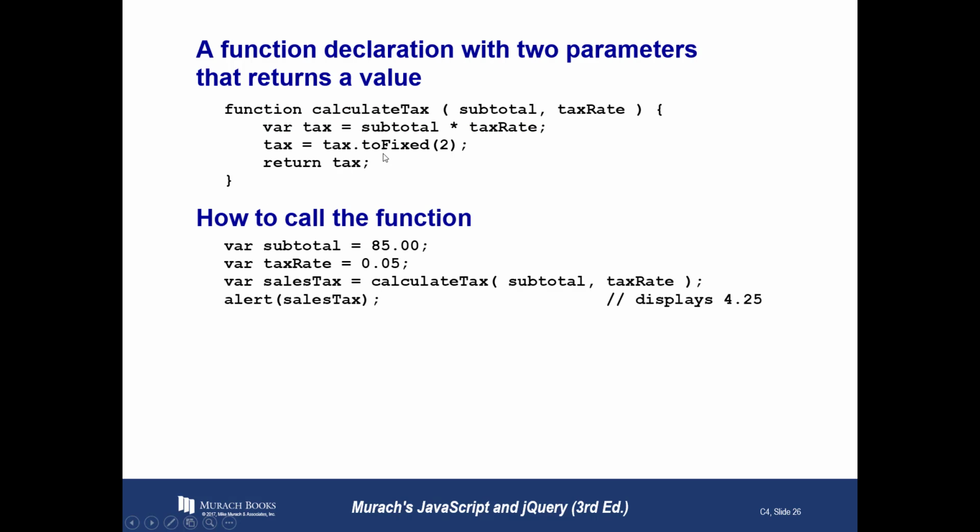So we're going to look at both those ways of declaring a function. Here we're passing in 2 values or 2 parameters. One we'll call subtotal, one we'll call tax rate, and we're returning a value called tax. So here's how we can call that function.